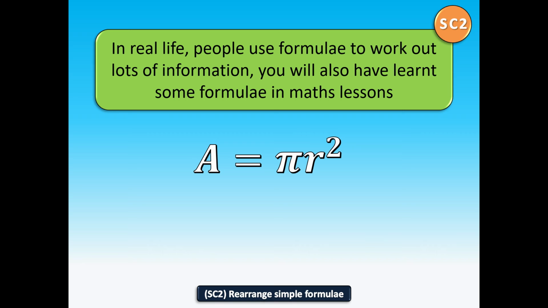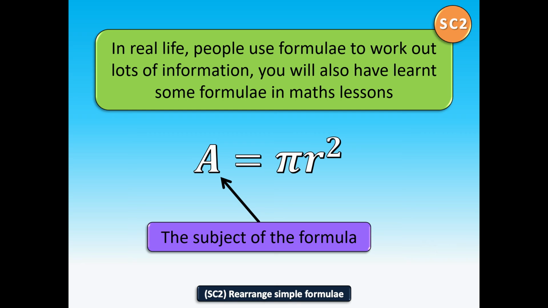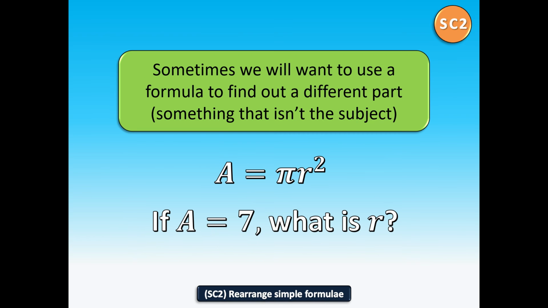So this is the area equals pi r squared, and we use it to work out the area of a circle. And A is the subject of the formula. Sometimes we will want to use a formula to find a different part, so something that isn't the subject. So in this example, if we're given A, what is r?